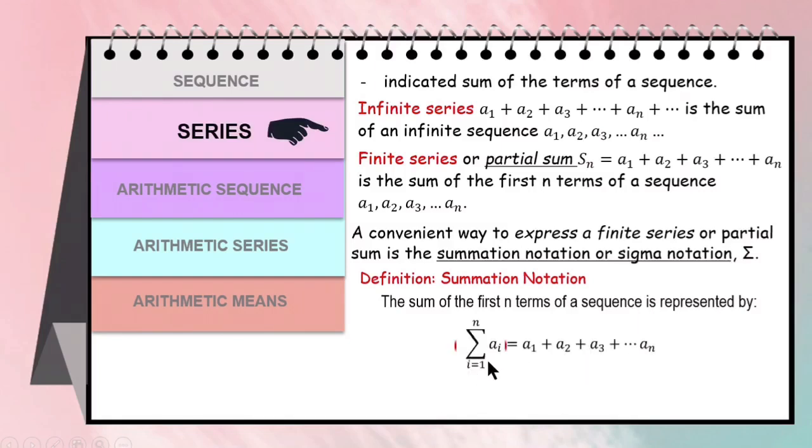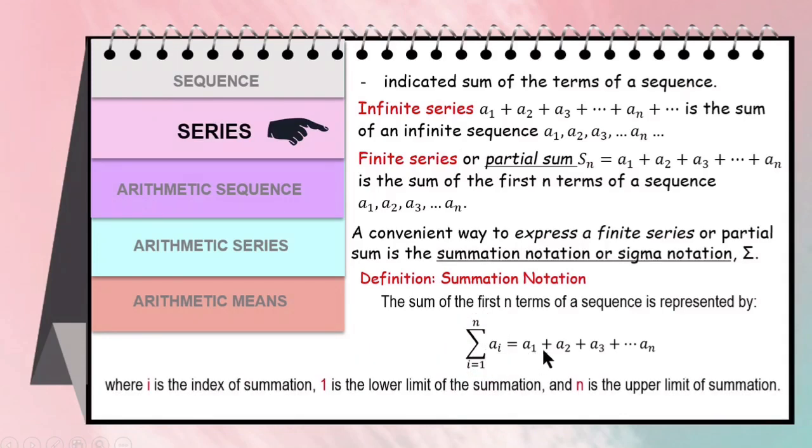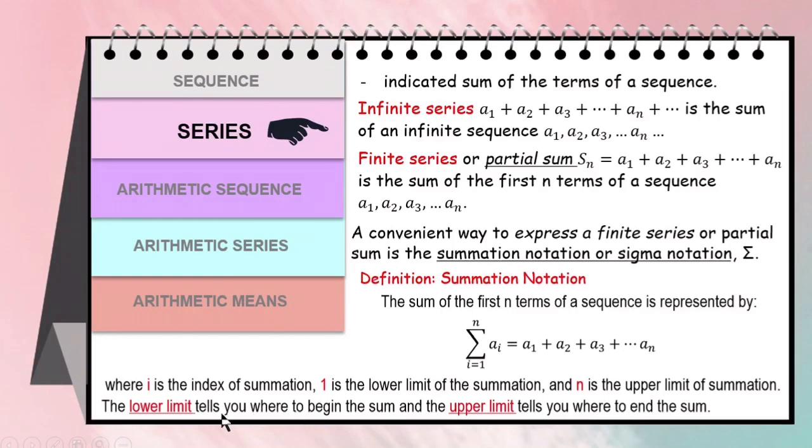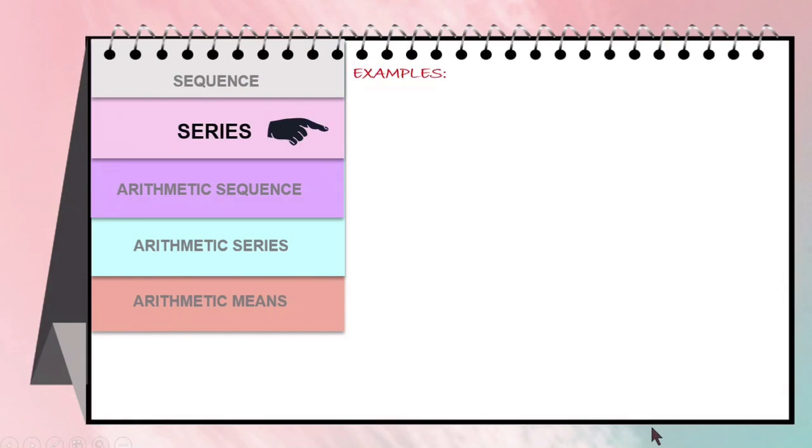This is read as the sum of a sub i as i goes from 1 to n is equal to a sub 1 plus a sub 2 plus a sub 3 and so on up to a sub n, where i is the index of summation, 1 is the lower limit, and n is the upper limit. The lower limit tells you where to begin the sum and the upper limit tells you where to end the sum.